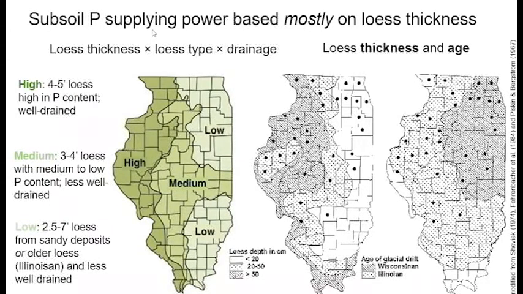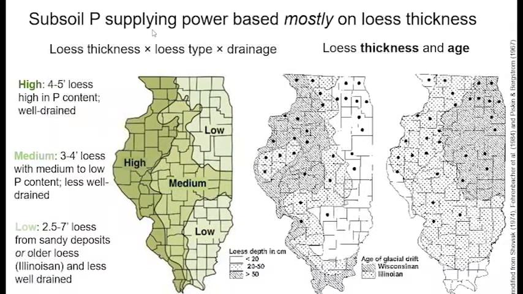And you can kind of make out how you see there's two kinds of loess. The Wisconsinian is the younger event. The Illinoisan was the older event. So the Illinoisan loess tends to be more common in this region right here, and you can make it out on the east side of the map, well, that tracks with the low to medium supply power. And the younger Wisconsinian loess, what we're sitting on right now in the west side of the state, it's younger, it has retained more of its phosphorus. Just like people's soils get older and they lose their fertility.